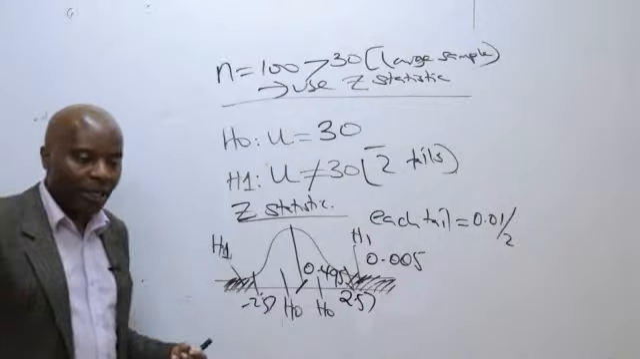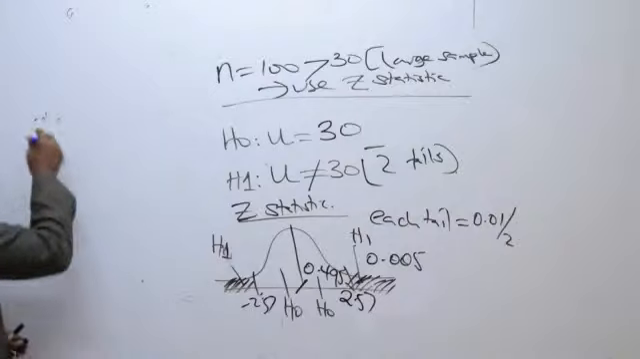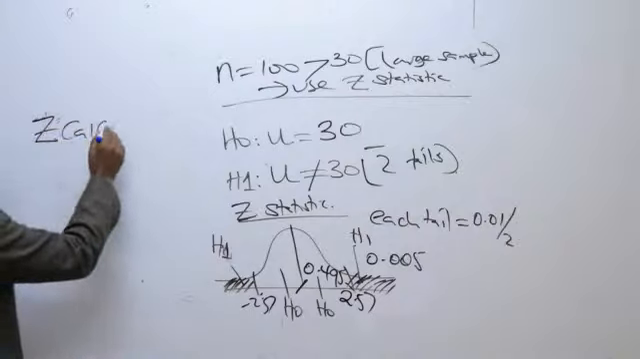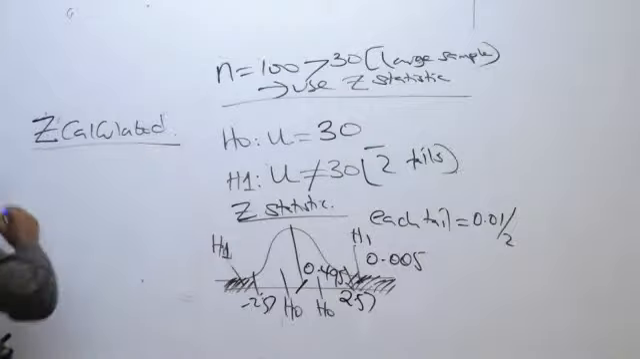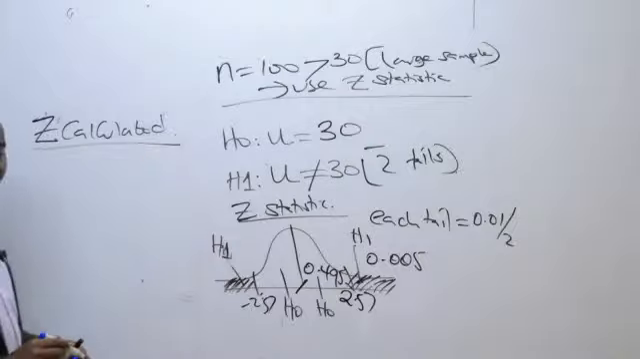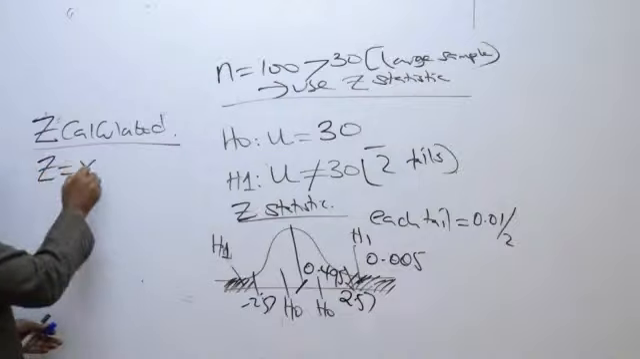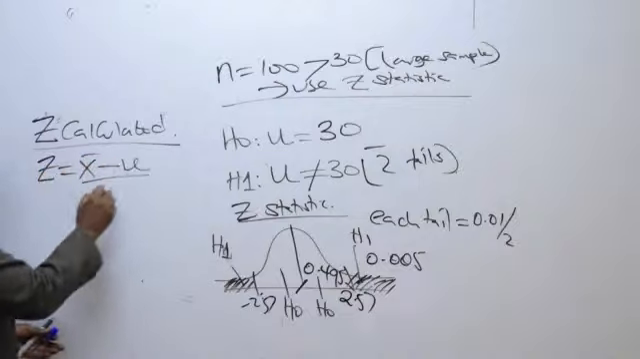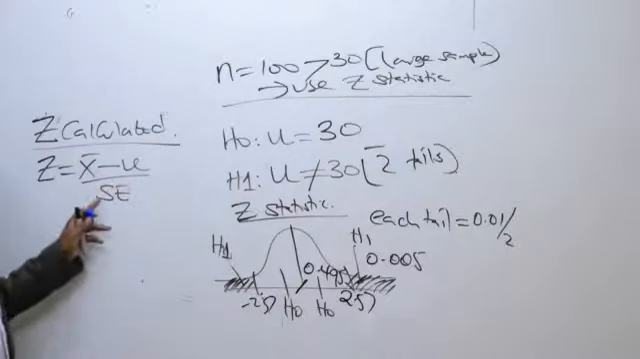After you mark yours like that, ladies and gentlemen, I would want us to go to the last thing, which is the Z calculated. How will my Z look like? My Z, as usual, will be X bar minus mu all over the standard error. Please write this in full.